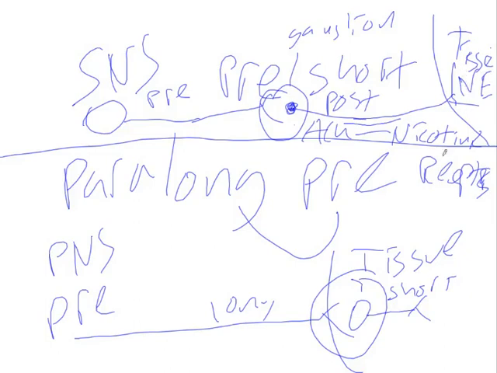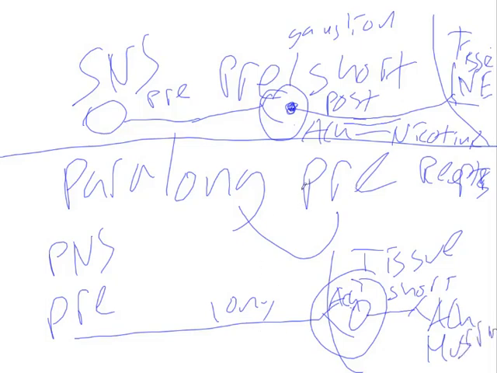Okay, so that's a way you could keep it straight. And then in the PNS, the postganglionic synapse is acetylcholine. So again, parasympathetic, both of them are acetylcholine, but different receptors though. So this is muscarinic if you're doing physiology. So I hope that helps.